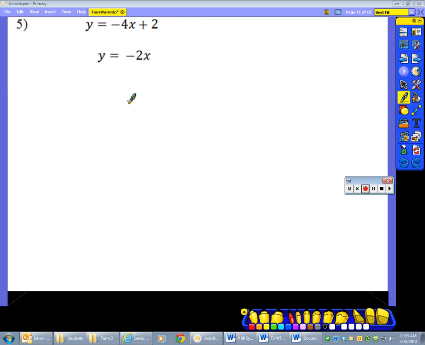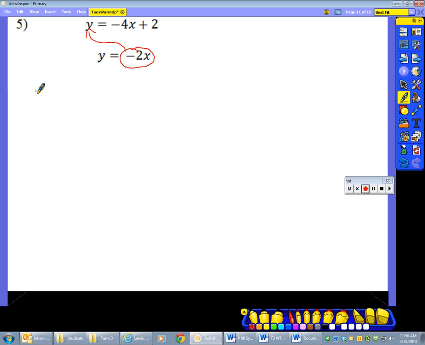Number 5. Alright, so this problem, I'm going to show how you don't always have to take this top number and sub it into the bottom one. You're going to get the same answer because I know that y equals negative 2x and y equals negative 4x plus 2. So I can take this negative 2x, because that's what y equals, and sub it in for y. I'm going to work this one out this way just to prove that you're going to get the same answer no matter what.